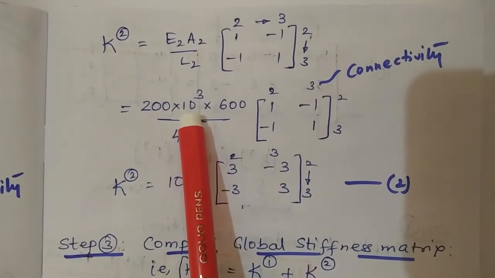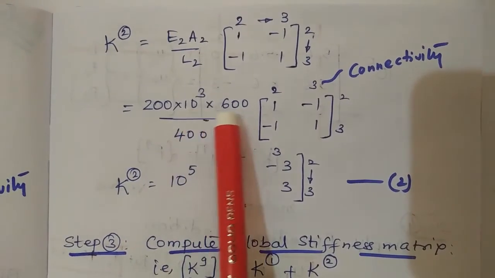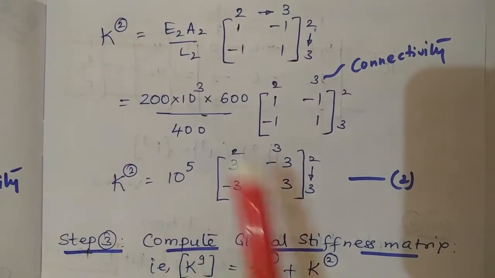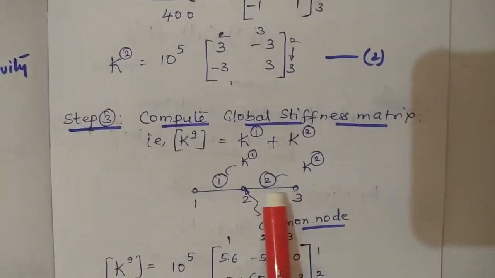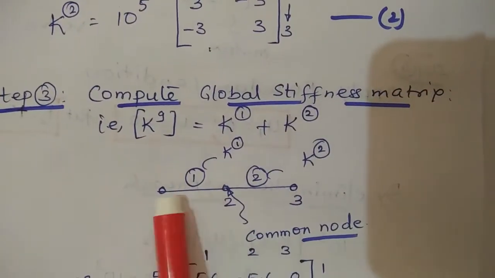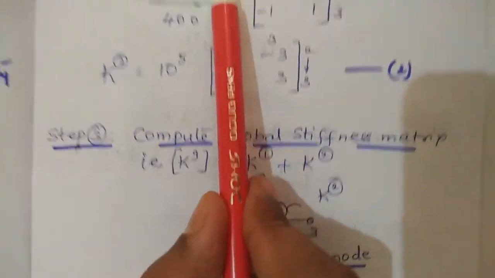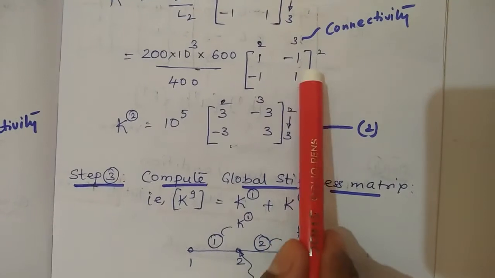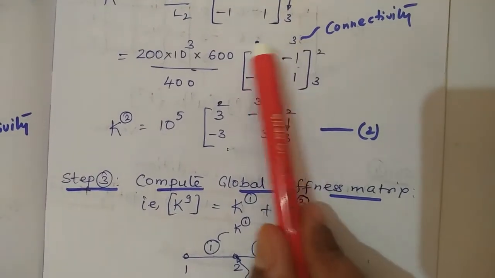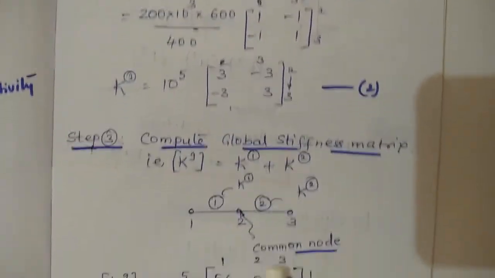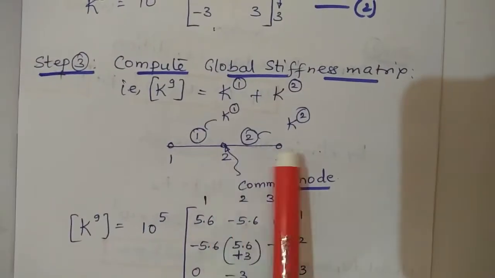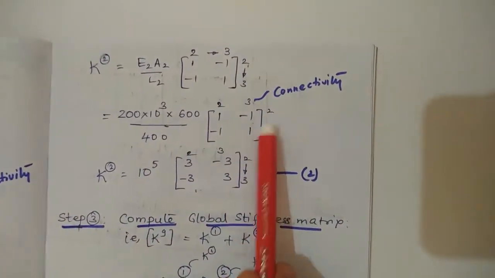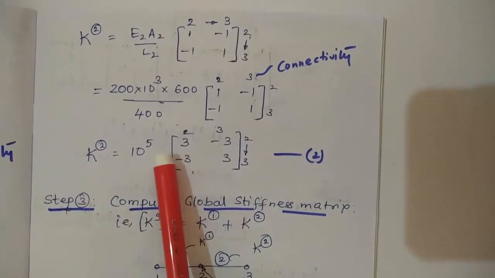Next, E2 is steel. Steel is 200 GPa. A2 is 600 mm square. Length of the second element is 400 mm, this second element is 400 mm, this length is 300 mm. So you need to carefully substitute L2, then put 1, minus 1, minus 1, 1, because the nodal connectivity for element 2 is 2 3. So I have to write 2 3, 2 3 without fail. It will be very helpful in the later stages.